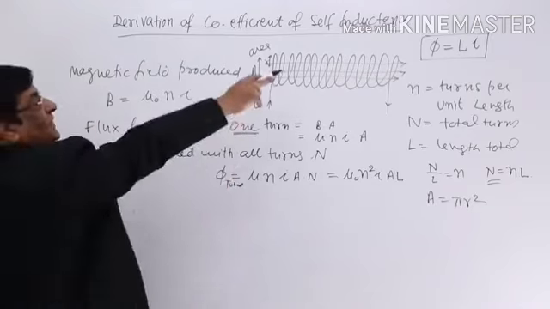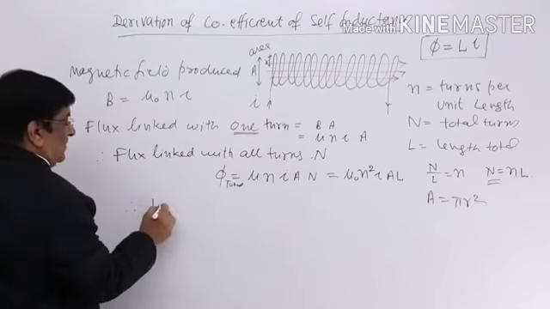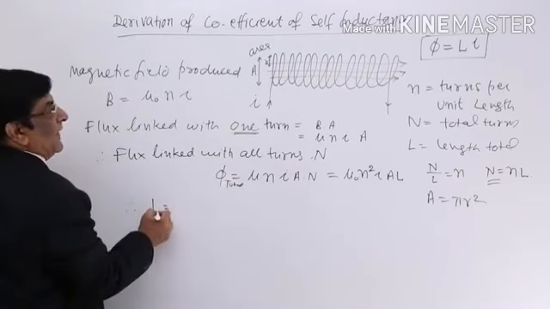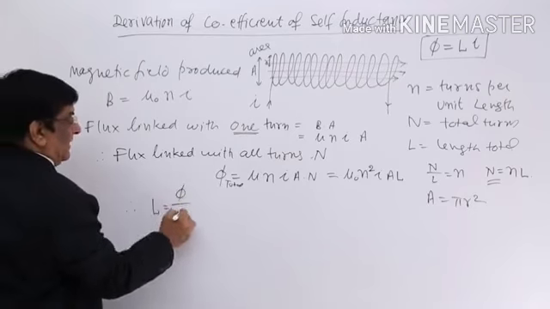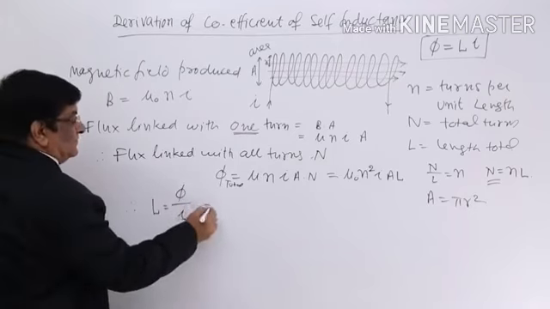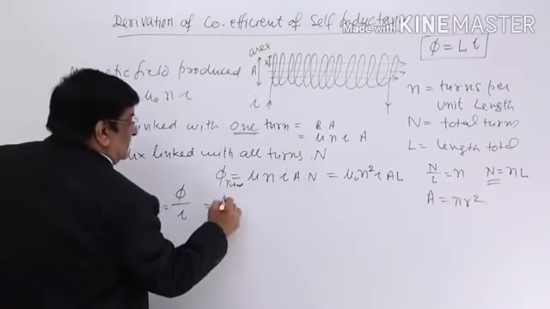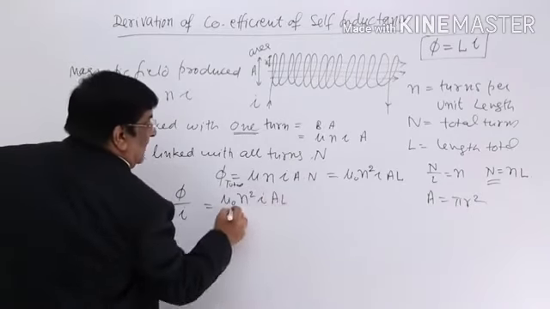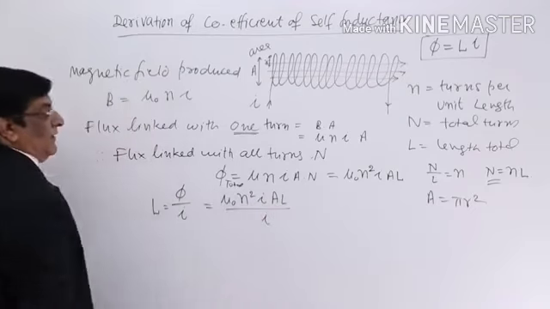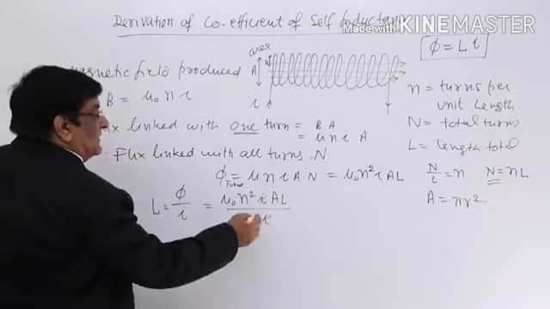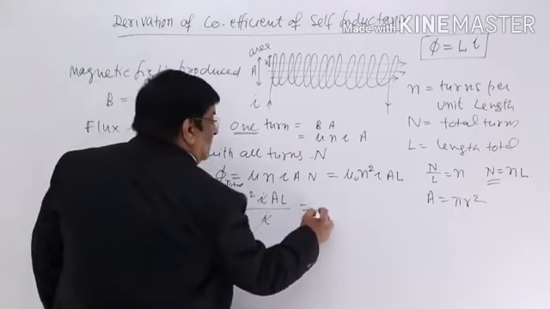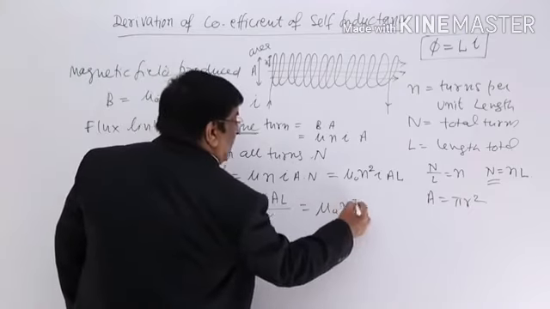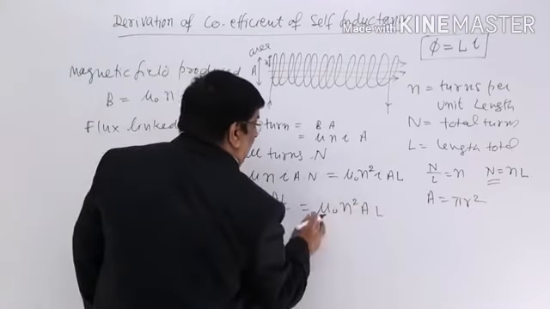Therefore, from there, what is the calculation of L? It is flux divided by I, and flux is mu naught n square I A L. This is to be divided by I. Here I is cancelled, and what we get here is mu naught n square A into L.